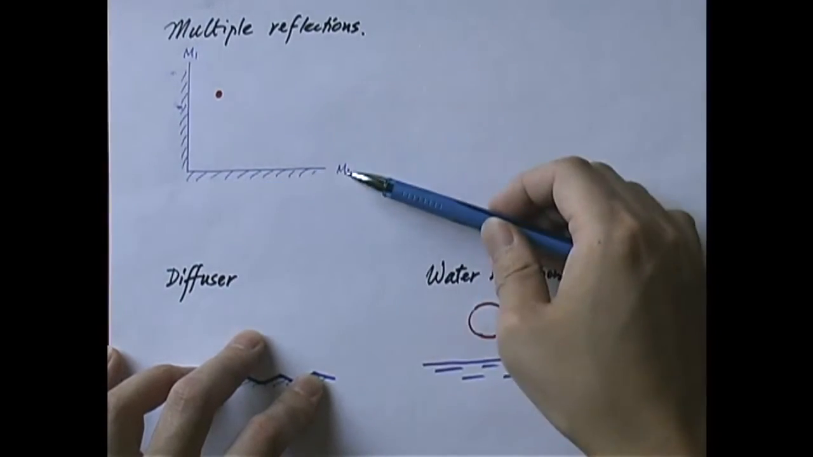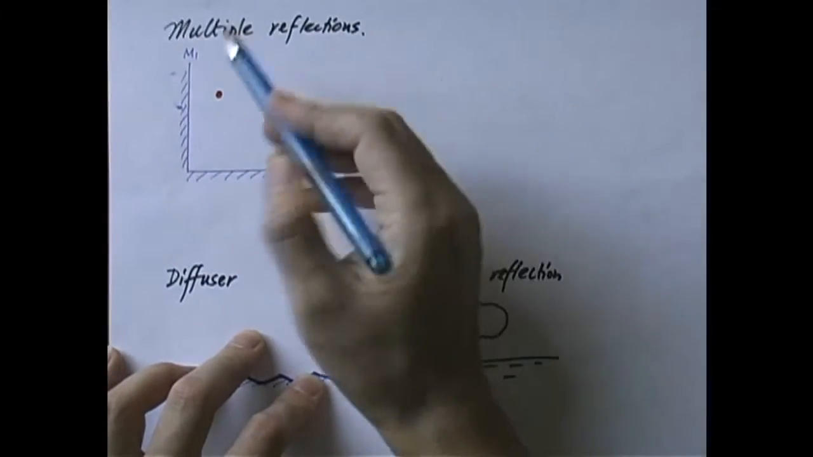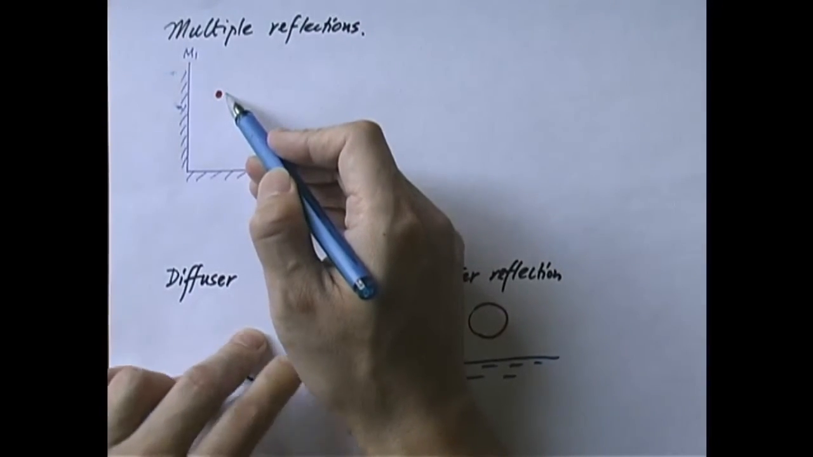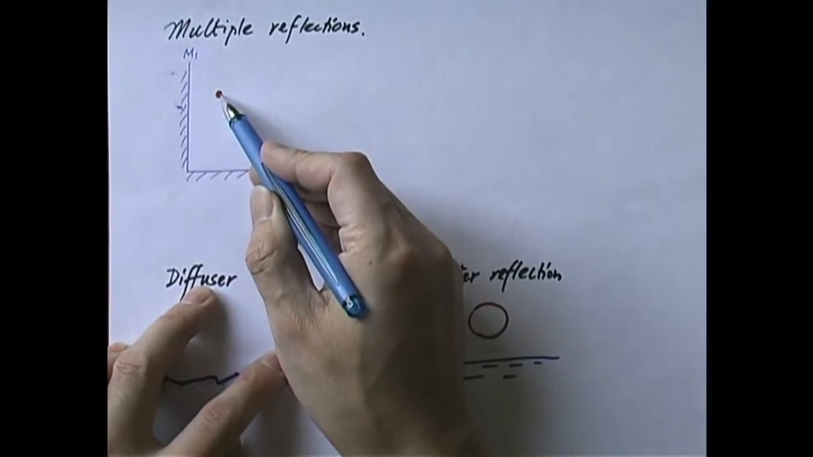They are perpendicular to each other. So there's really a corner, a reflective corner. And then I have an object here, I want to know how many images are formed by these two mirrors of this object.